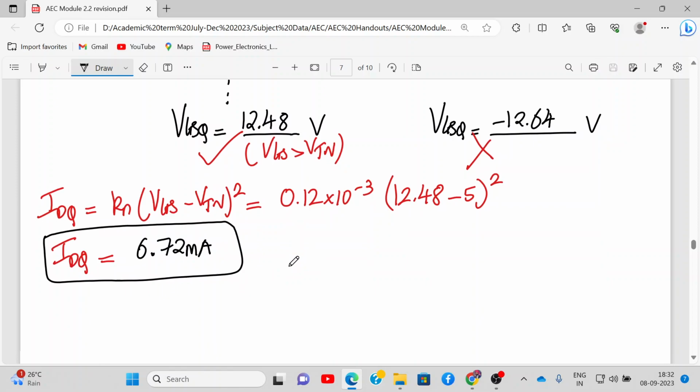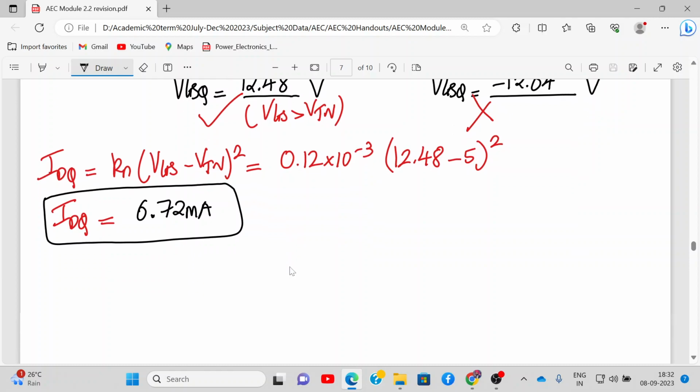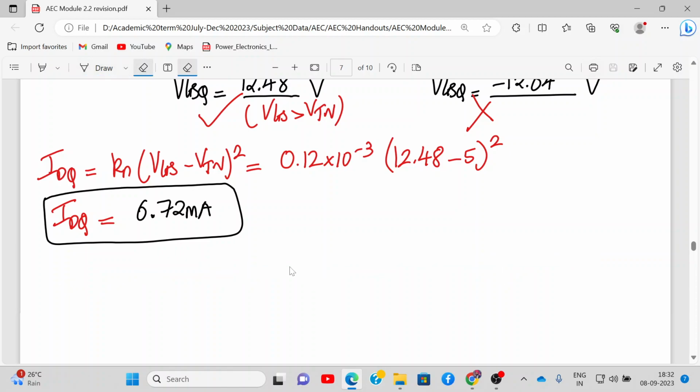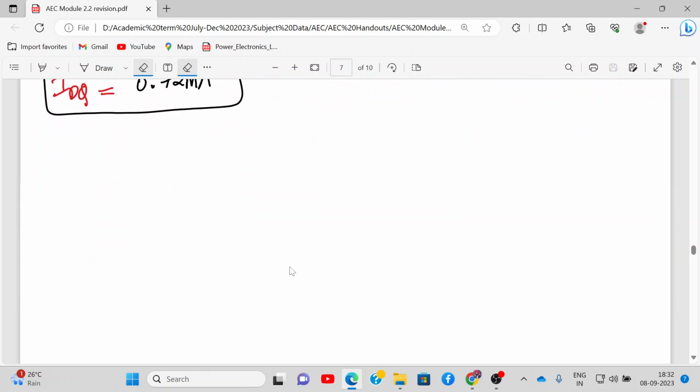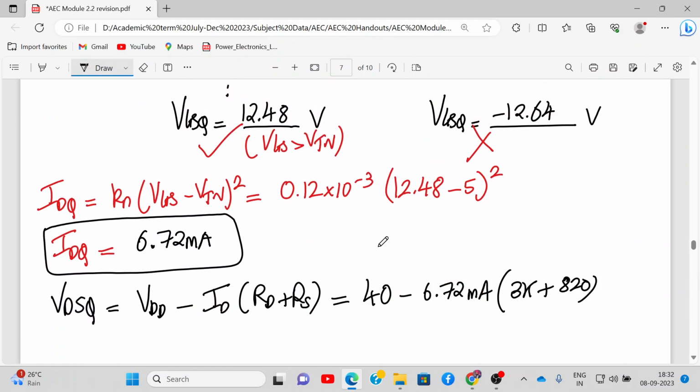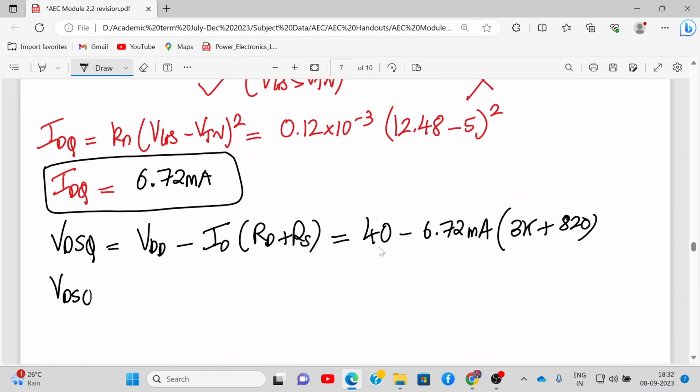Okay, one last step, second last step. Next, calculate VDSQ. That will be VDD minus ID into RD plus RS. That will be 40 minus 6.72 milli into 3K plus 820. So calculate this. Okay, got it. Calculate VDSQ. It will be 14.32.